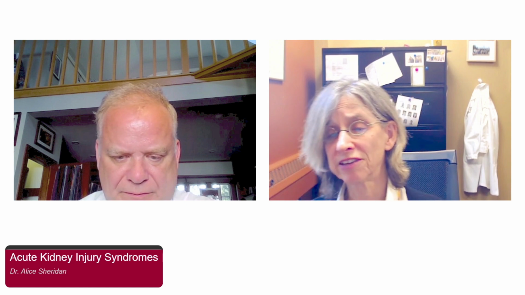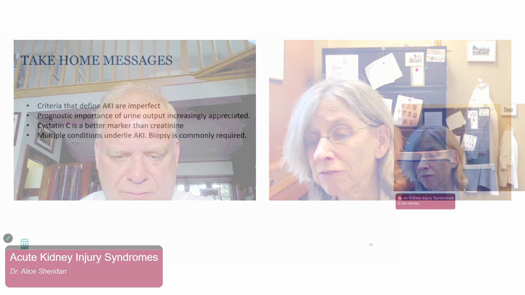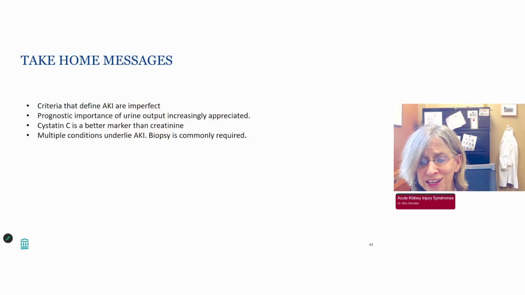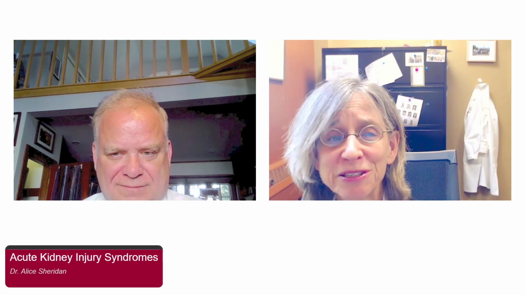The criteria that define AKI are imperfect. The prognostic importance of urine output is increasingly appreciated. Cystatin C is a better marker than creatinine, and we keenly await the structural biomarkers that are around the corner. Multiple conditions underlie AKI and AKD. Biopsy is commonly required, but the history is equally important. Thanks very much, everyone. I look forward to your questions.